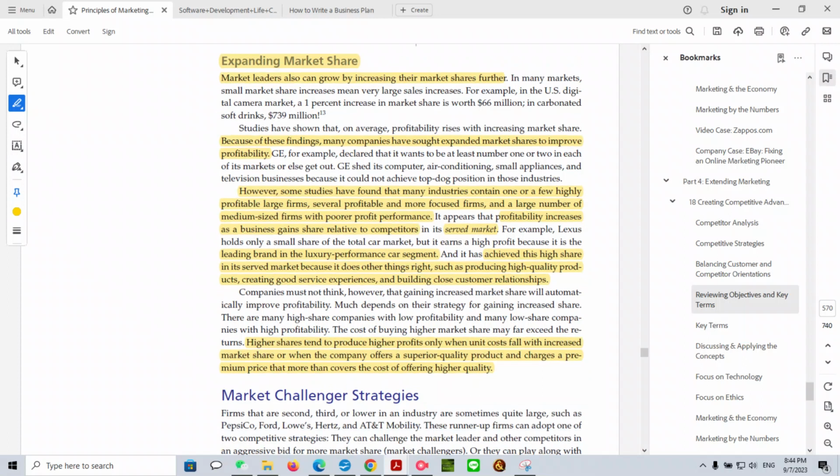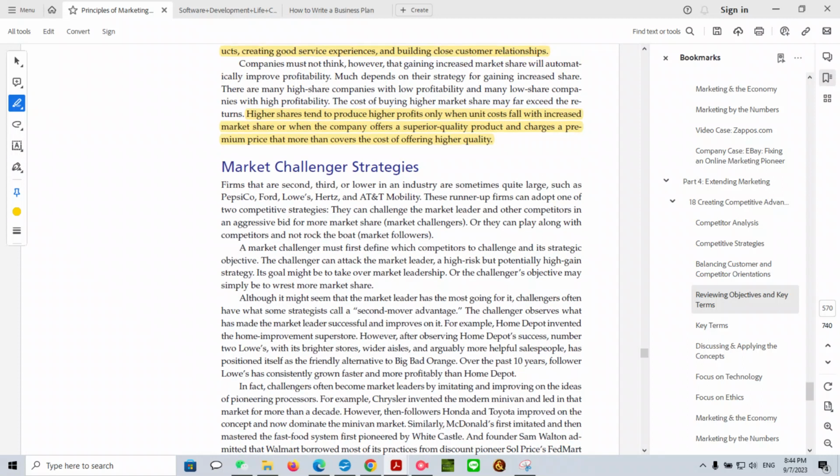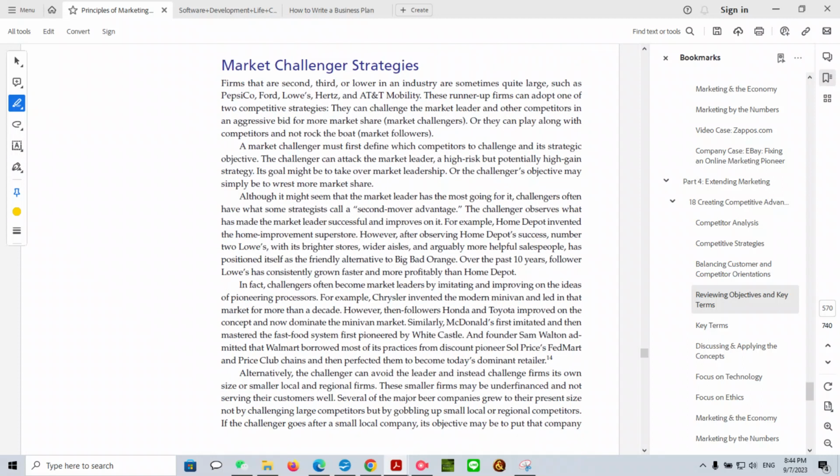Now, in terms of market challenger strategies, firms that are second or third or lower in the industry are sometimes quite large, such as PepsiCo, Ford, Lowe's, Hertz, and AT&T Mobility. These runner-up firms can adopt one of two competitive strategies. They can challenge the market leader and other competitors in an aggressive bid for more market share. That is the market challenger. Or they can play along with the competitors and not rock the boat, which is the market follower.